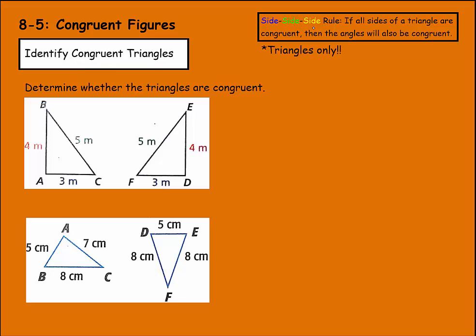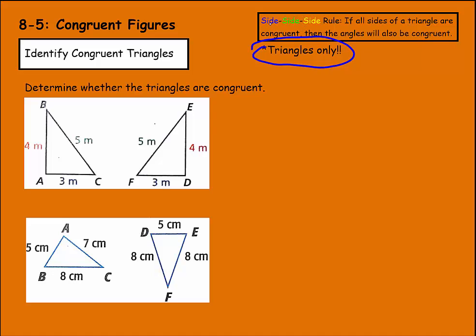Now we're going to identify congruent triangles using this side-side-side rule. The side-side-side rule says that if all sides of a triangle are congruent, then the angles will also be congruent. Keep in mind that this is for triangles only. Don't apply this to anything else. You're going to need sides and angles for everything else. But for triangles, you only need the sides.